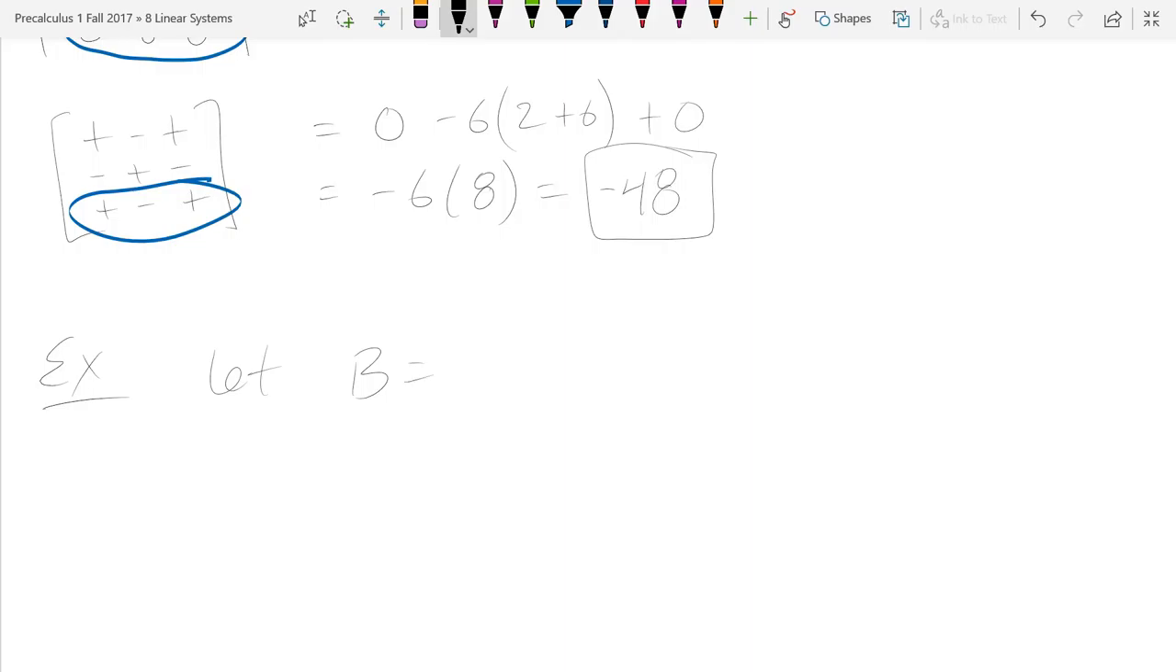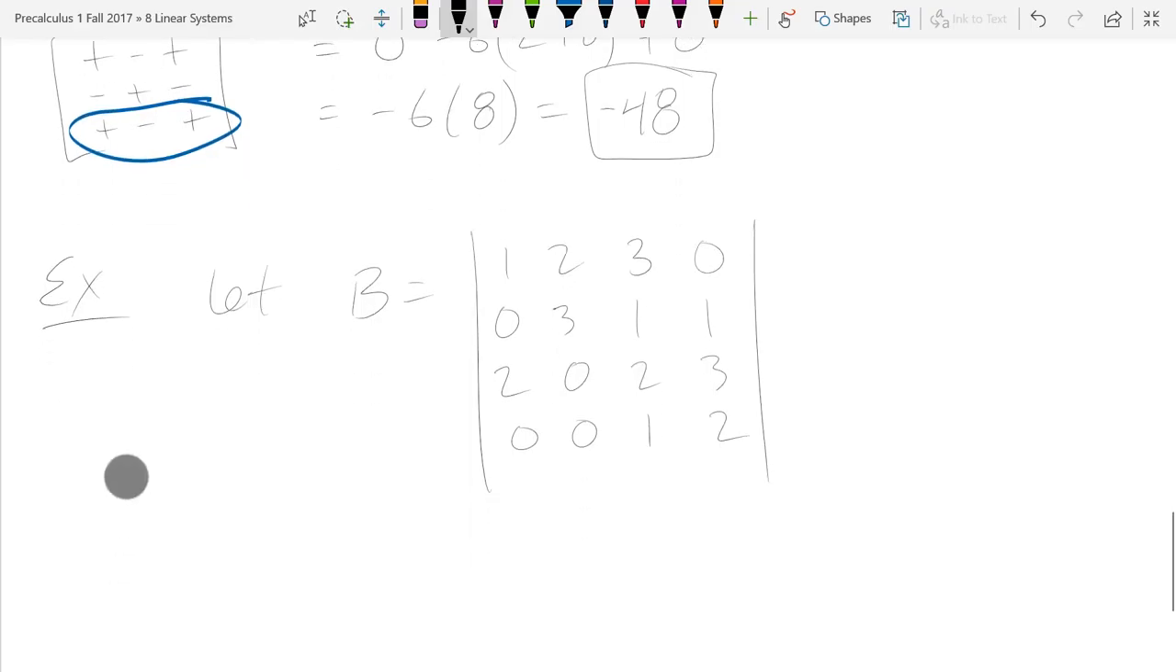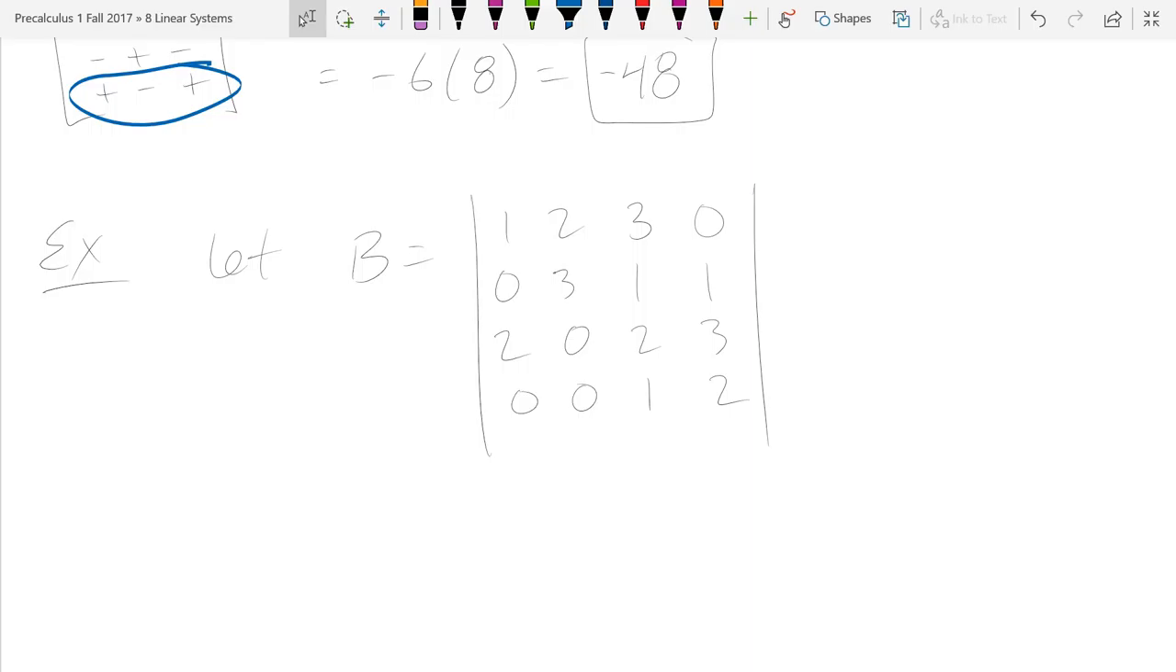So I'll call this matrix B. So we'll go 1, 2, 3, 0. I'm trying to keep the numbers small. 2, 0, 2, 3. 0, 0, 1, 2 on the last row. So we can choose any row, any column. What row would be the best to choose? The last one, we got double 0. Is there a good column to choose? The second one's also got double 0. So we did some rows before. Let's run across column 2 because it's got 2 zeros in it. So we're going to go column 2 here.